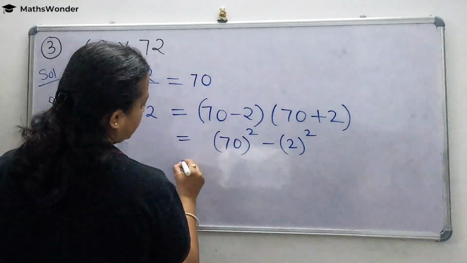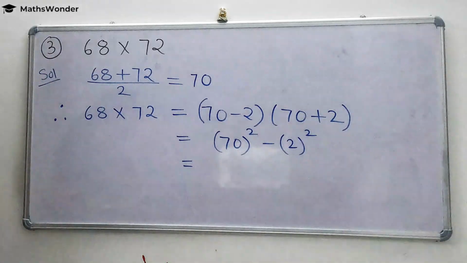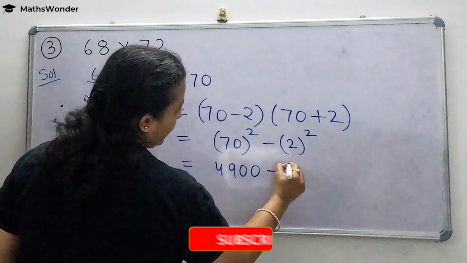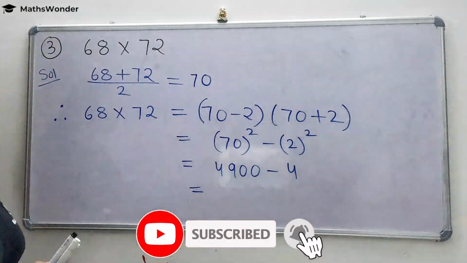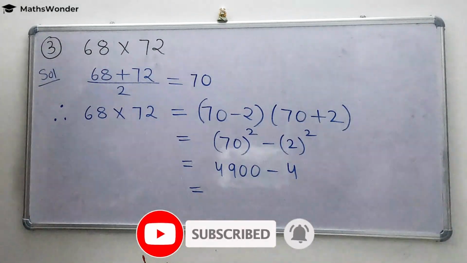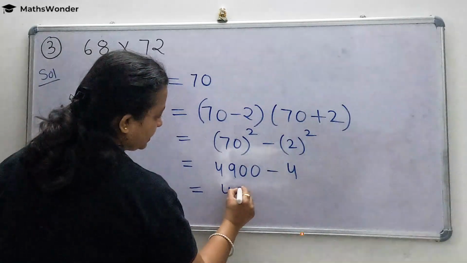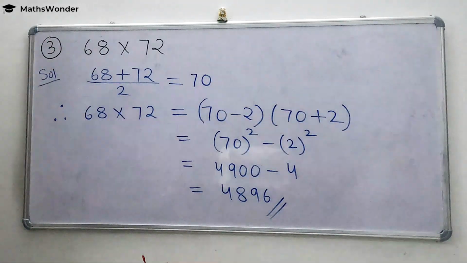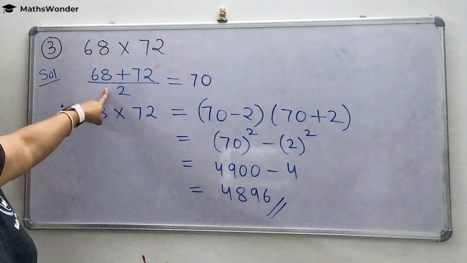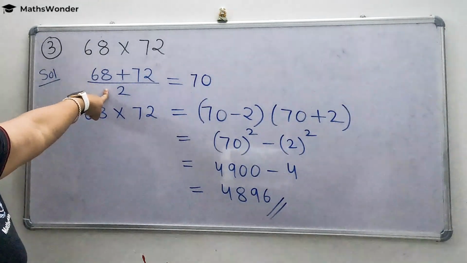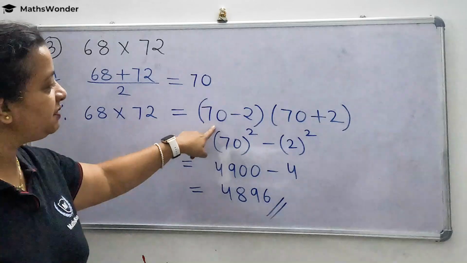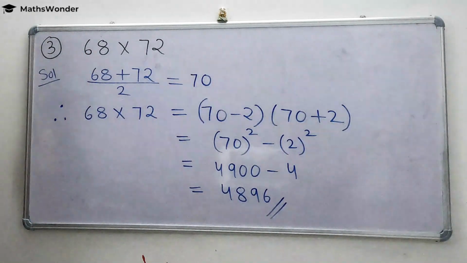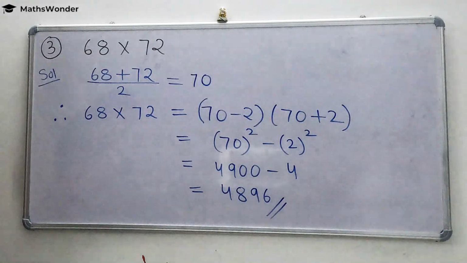So I can write it directly. No problem. 70 square will be 4900, and 2 times 2 is 4. So what will be the final answer? 4896. Right? 4896. So this step will give you the number which we will express in this form. It will be easier to find the number.